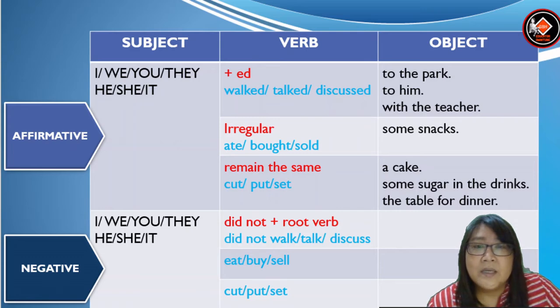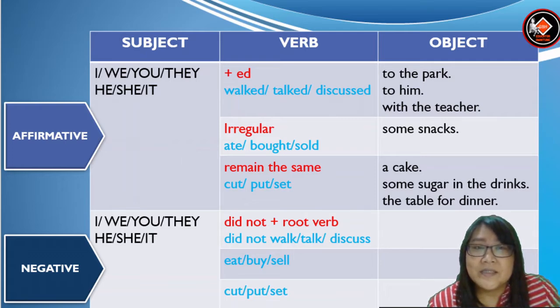Or you can say, we bought some snacks. Or you can say, they sold some snacks. And then let's look at the verbs that remain the same. You can say, I cut a cake. He put some sugar in the drinks. Then the last one, you can say, they set the table for dinner.